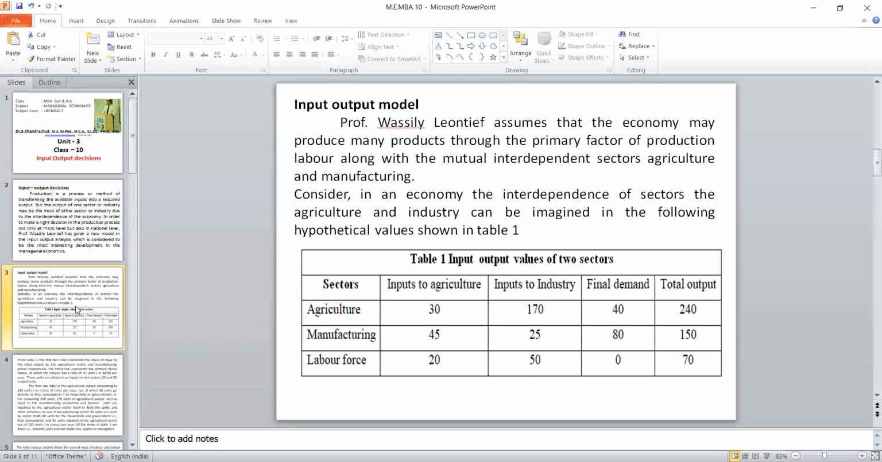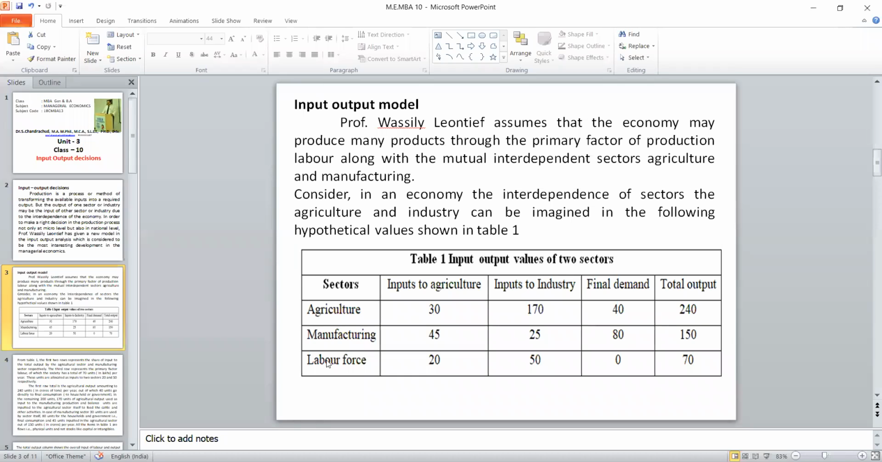You can see in the first column, the agriculture total output is 240. But for input, they are using 30 from agriculture, 45 from manufacturing, and 20 units of labor, totally 95. But output is 240. So there will be a profit of 155 units. This is in the case of agriculture.